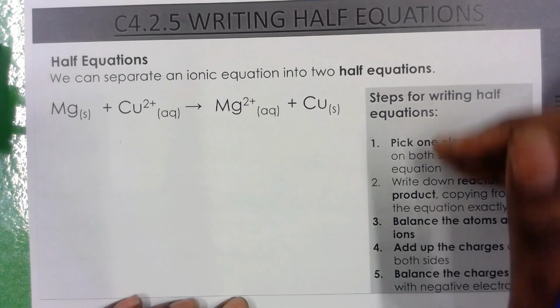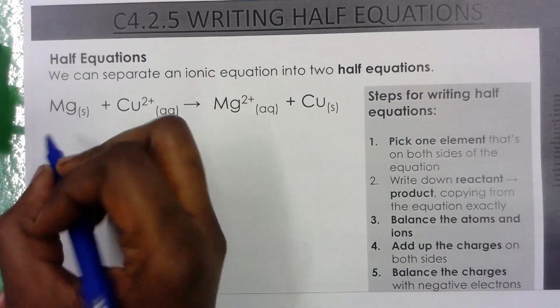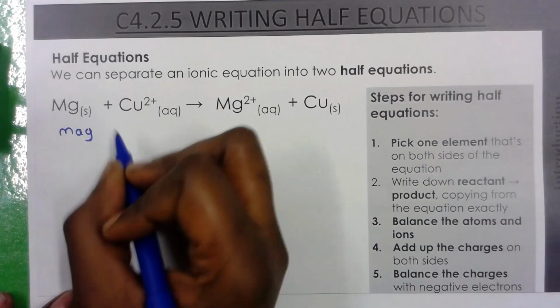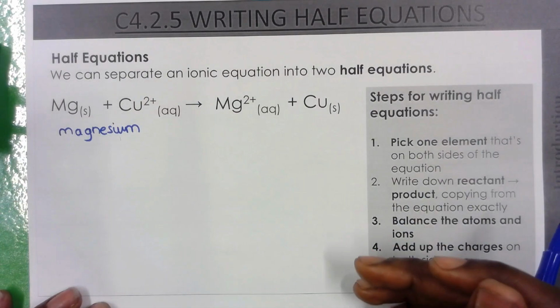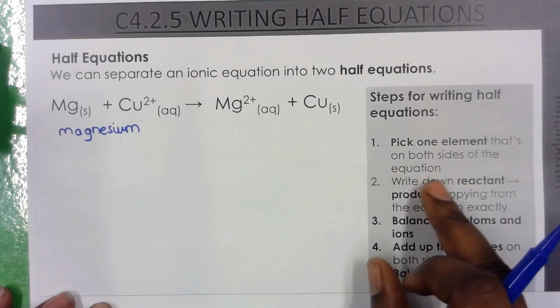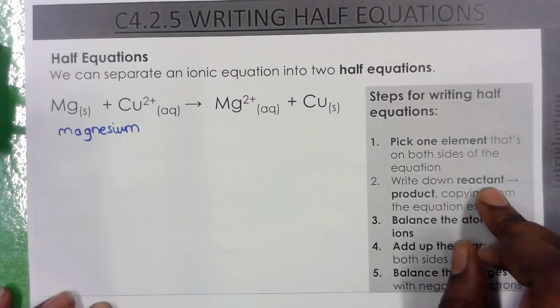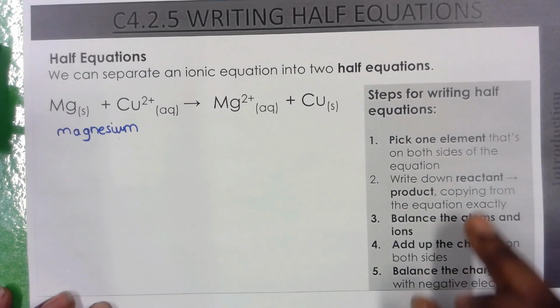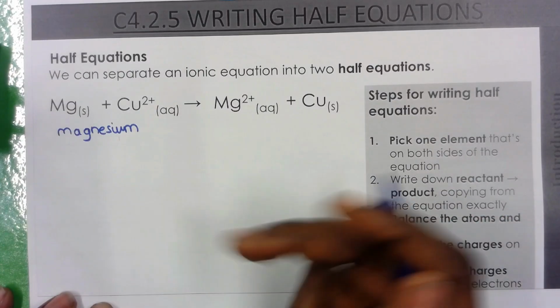What we're going to do is use these steps to help us as well. So first, let's choose the element that we want to work with. We might as well start with magnesium. And you can take this down in your books as well. I'm going to practice first of all with this. It says pick one element that's on both sides of the equation. I've picked magnesium, and then it says write down the reactant to the product, copying from the equation exactly. So I'm just going to go from this to this.